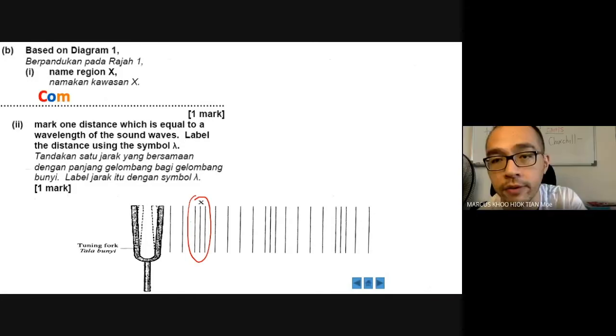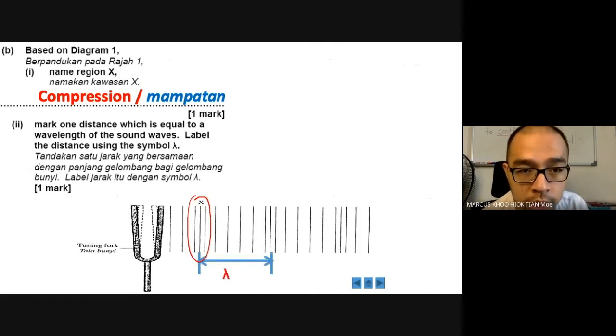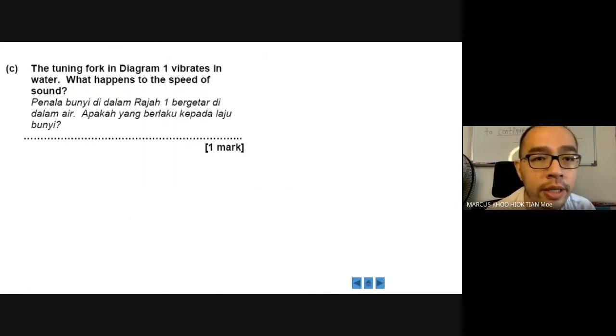X region, Bernardine? Compression. Okay, very good. This is a compression region. Mark one distance. This will be the distance from one compression to another. Now, if you're going to mark the rarefaction, it will be like this. Mark the center of the rarefaction to the next rarefaction. Now, the tuning fork in diagram 1 vibrates in water. What happens to the speed of the sound?